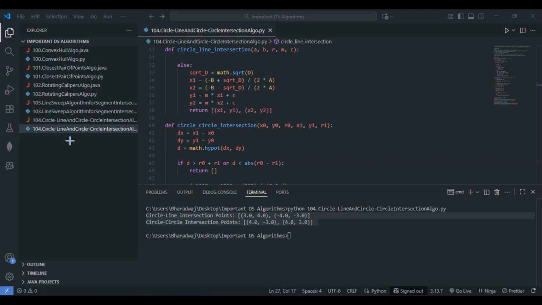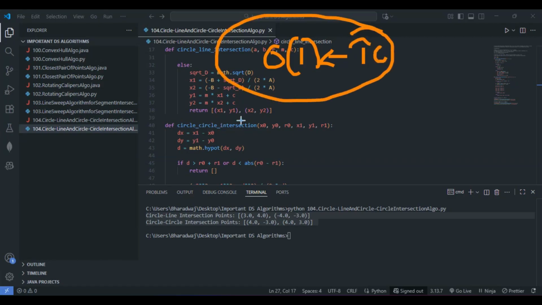It handles tangent, intersecting and disjoint cases cleanly. And the final point is that the time complexity is big O of 1 for both. It's pure geometry computation, right? So this is fine, I believe. Yep. So this is it.